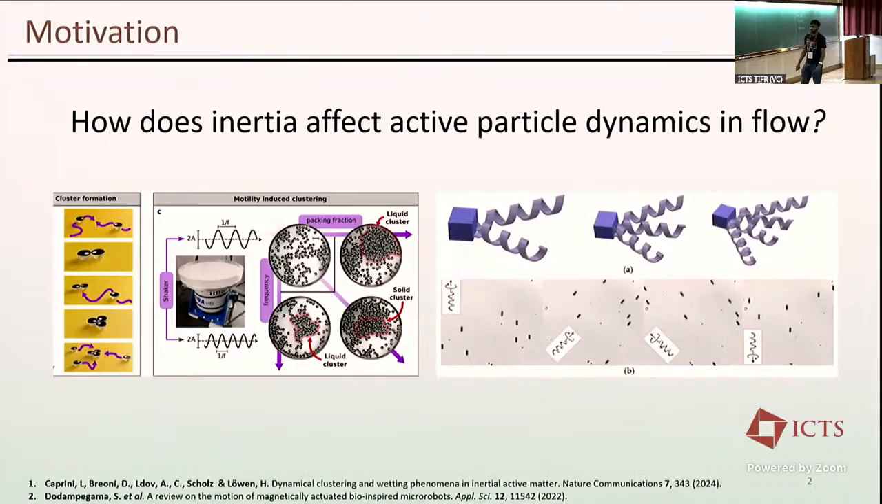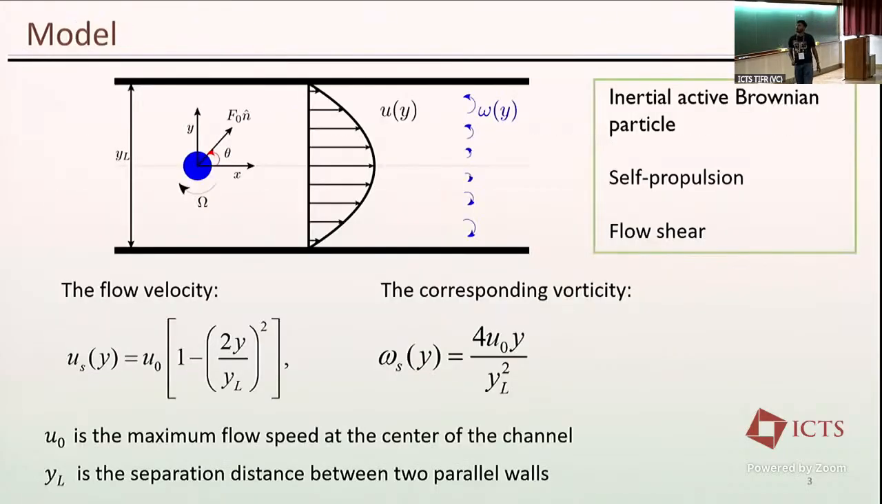When we observe colloidal particles, artificial microswimmers, and vibrated rotors, in these systems we see that the particles are driven strongly or are larger. So unlike overdamped systems, due to inertia, the particle has a finite response time, and that affects the dynamics of the particle to a great extent. So the question we are asking is: how does inertia affect active particle dynamics in a flow, in particular in Poiseuille flow? Let me explain the system first.